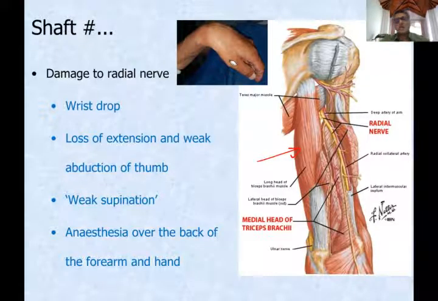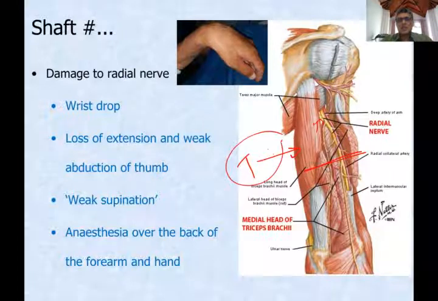But on the other hand, extension of the elbow joint, done by the triceps, is not much affected because the triceps is supplied at a little higher level. You can actually see the triceps supply there. Now the injury is somewhere here in the shaft. Therefore, the triceps supply is not affected. So you can extend the elbow joint, but the extension of the wrist is affected.